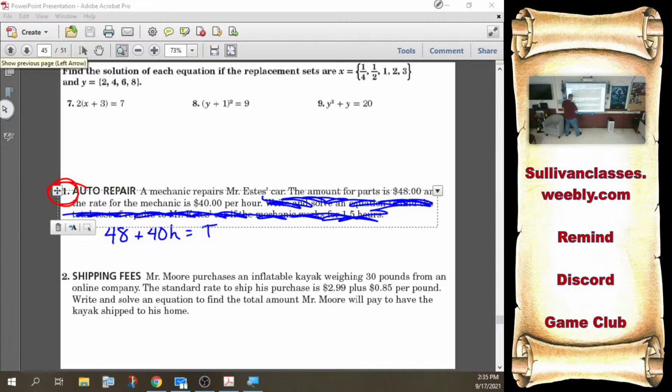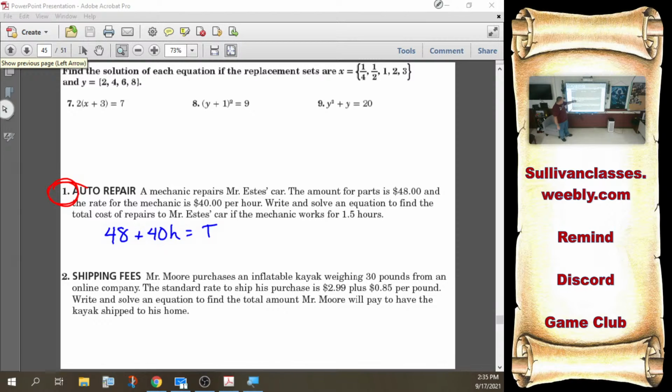Then I go to the second sentence, and it says, write and solve the equation, check, if the mechanic works for 1.5 hours. So now I know this one. Now I know that's 1.5 hours. And then you do the order of operations. 40 times 1.5, 60. 60 plus 48 is $108.